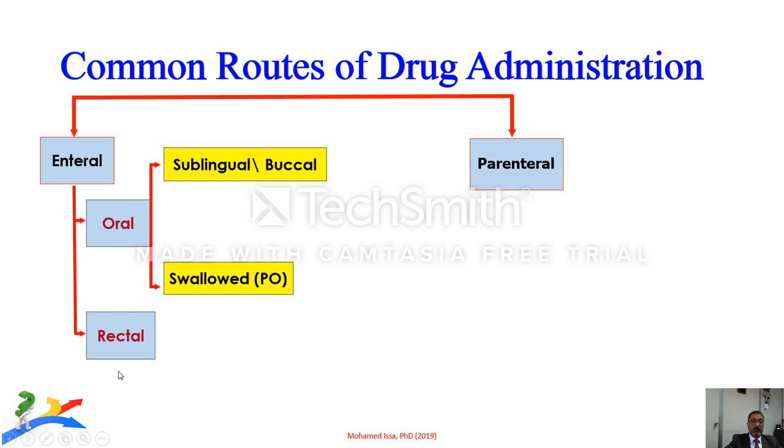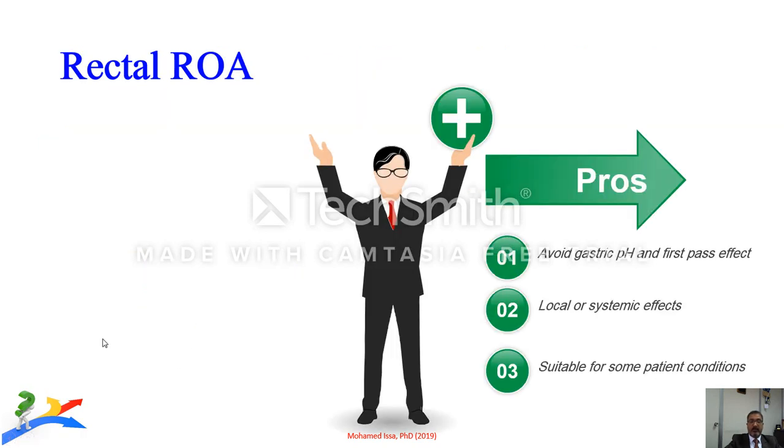We move now into the rectal route of administration, using the rectum, the final part of the GI tract. What makes us go for rectal administration? Definitely there is a rationale behind this. It makes very good sense. Through rectal administration, we avoid the hostile environment of the stomach, the pH, the degrading enzymes. We can get both local and systemic effects following rectal administration.